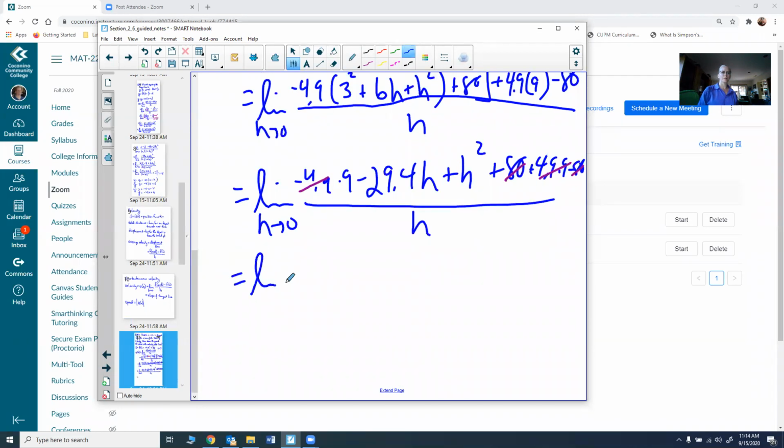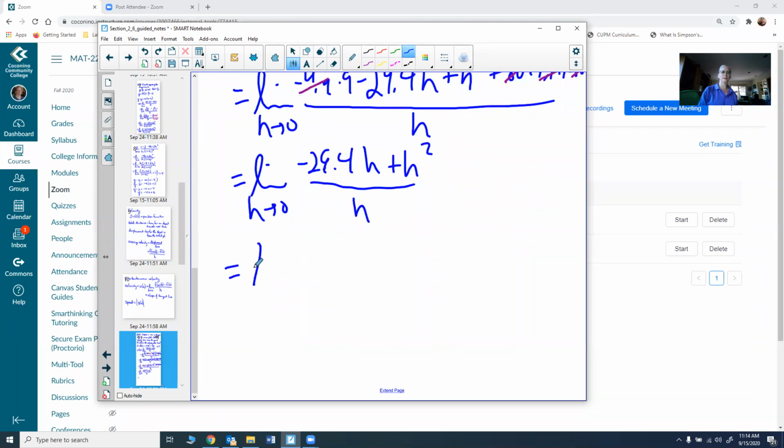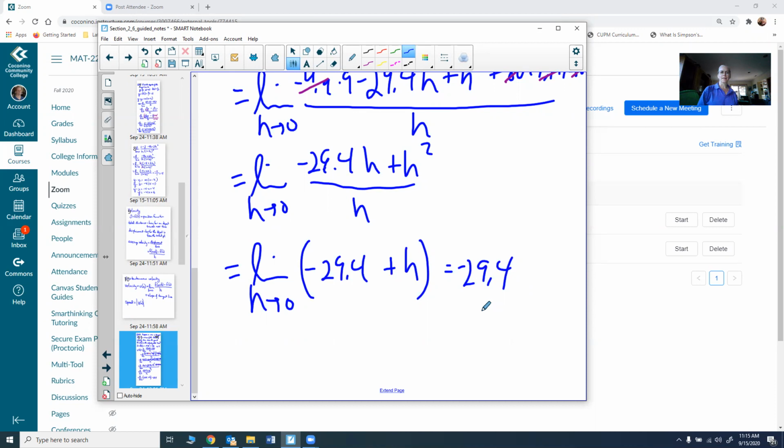So what we have is the limit as h goes to 0 of negative 29.4 h plus h squared, and everything else canceled, all over h. Notice both these terms have h's in them, which means I can factor, and then that h in the denominator can be canceled. That'll give me negative 29.4 plus h, and then we take the limit of that. The limit of a constant is just the constant, so it's negative 29.4. The limit of h is 0. So I get negative 29.4 as my velocity at 3 seconds.